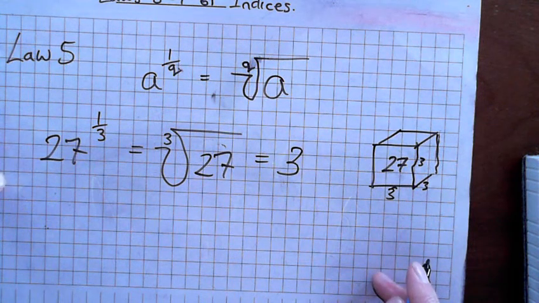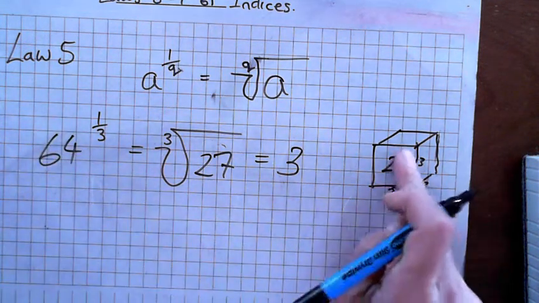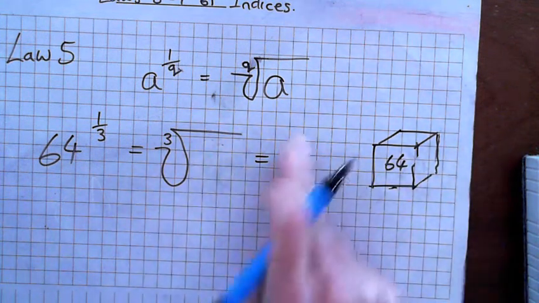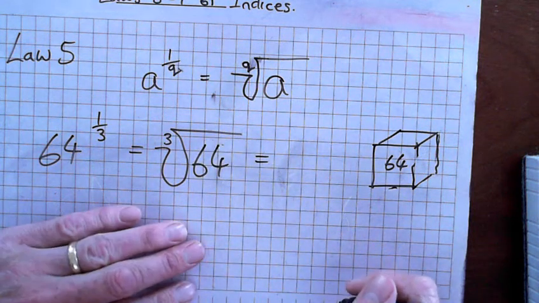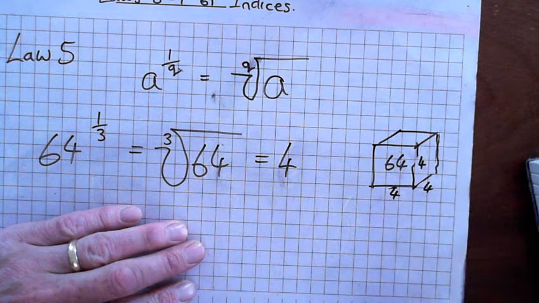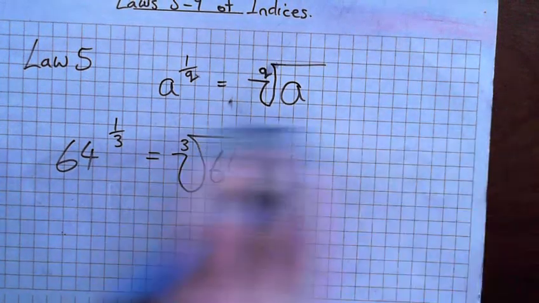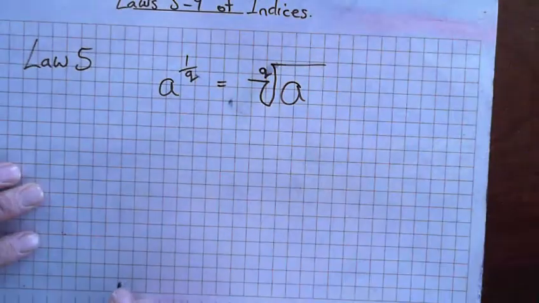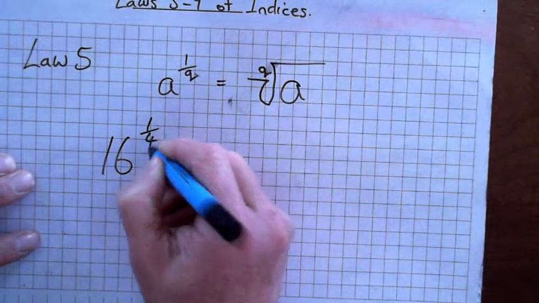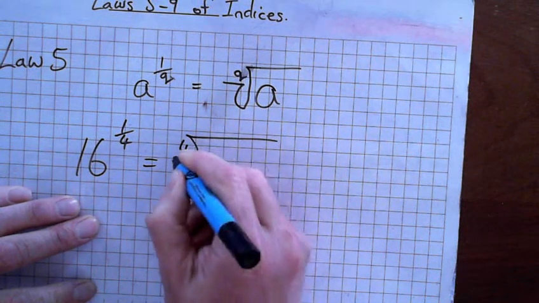Another example would be 4 by 4, 16, times 4, 64. The third root of 64 is 4. 4 by 4 by 4 is 64. Alright? Okay. Another example, if I went on to quarters. So 16 to the power of a quarter is the fourth root of 16.